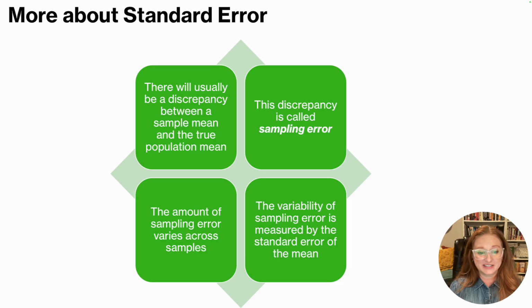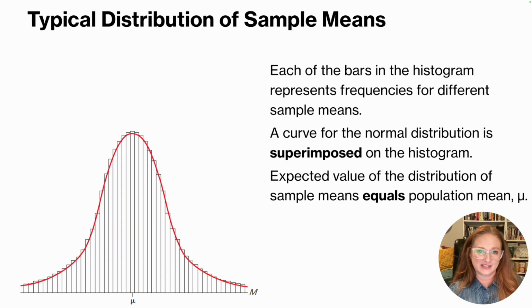The amount of sampling error is going to vary across samples, but you're always going to have it. The variability of the sampling error is measured by the standard error of the mean. And again, unless you're doing a research study in your use of population, you're always going to have sampling error. I know I've hit this one ad nauseam.